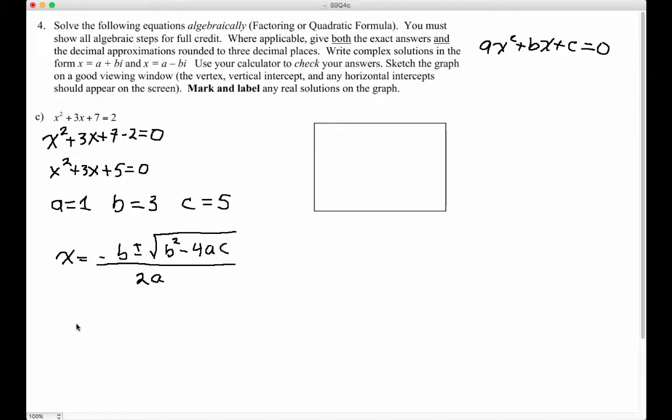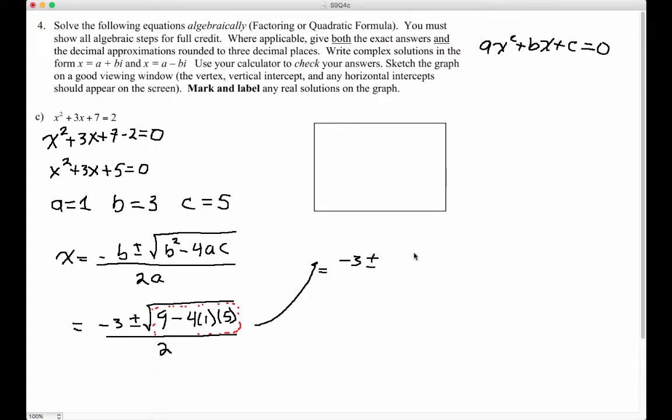Okay, let's load in everybody where they belong. That gives me negative 3 plus or minus the square root of b squared, which is 9, minus 4 times a, which was 1, times c, which was 5, all divided by 2a, which is 2 times 1, which is just 2. Now we need to simplify the part under the square root. That part actually has a name: the discriminant of the quadratic, the b squared minus 4ac part. If that value is less than 0, then we know we have a complex conjugate pair of solutions. And as a matter of fact, that's what we see: negative 3 plus or minus the square root of negative 11, divided by 2.